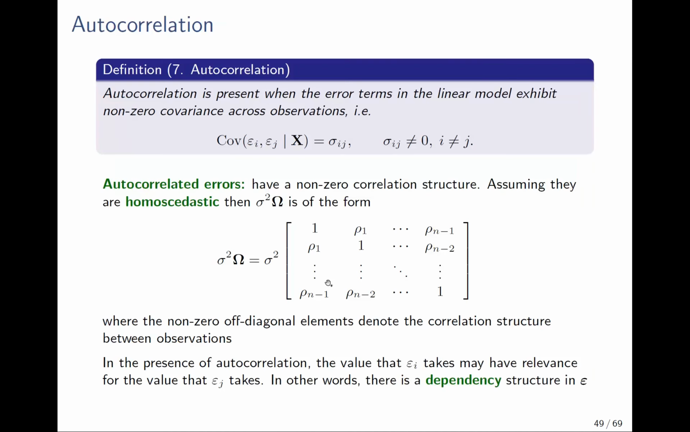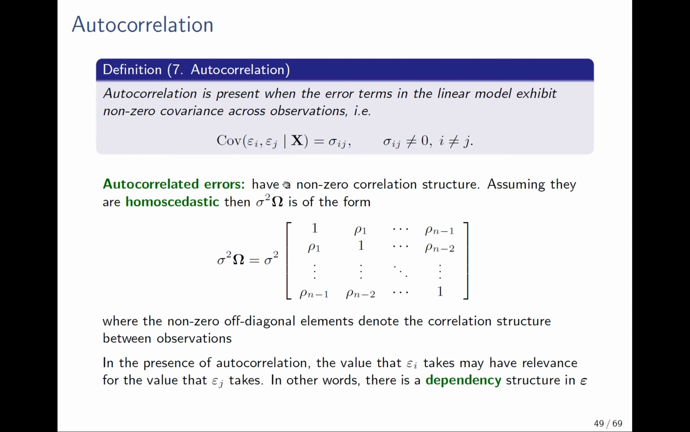Okay, let's now turn to the second violation of spherical errors, which is autocorrelation. Again, I've defined it on this slide. Autocorrelation is present when the error terms exhibit non-zero covariance across observations. That is, when the covariance of epsilon i and epsilon j given x is equal to sigma ij, which is non-zero. So autocorrelated errors have a non-zero correlation structure.